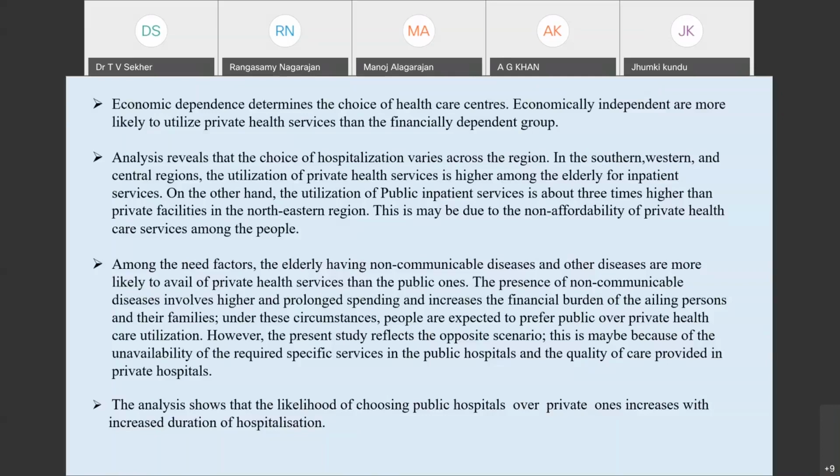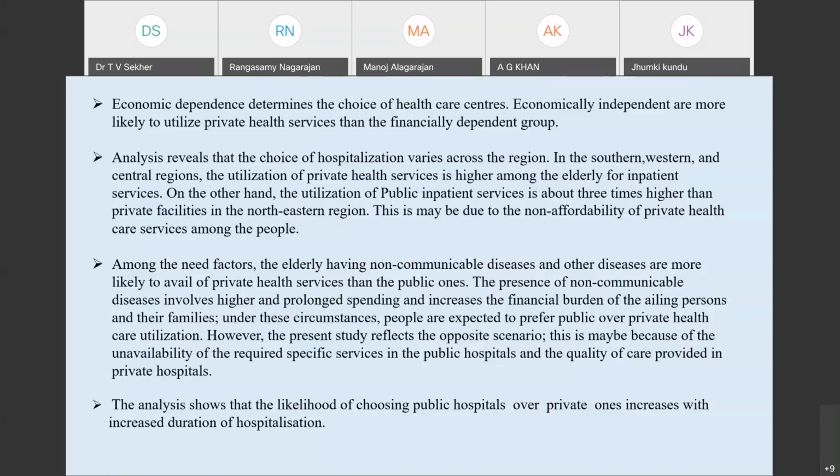Among the need factors, the elderly having non-communicable diseases and other diseases are likely to avail the private health services over the public one. Usually, the presence of a non-communicable disease involves higher and prolonged spending and increases the financial burden of the afflicted persons and their families. Under these circumstances, people having non-communicable disease are expected to prefer public over private healthcare utilization. But my study reflects the opposite scenario.